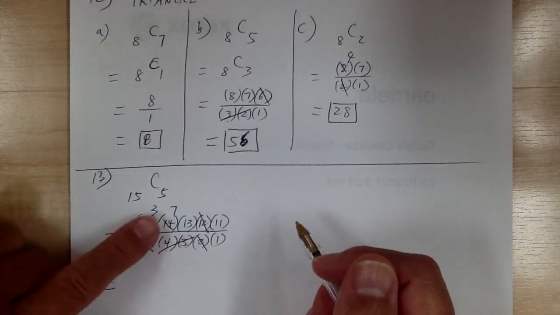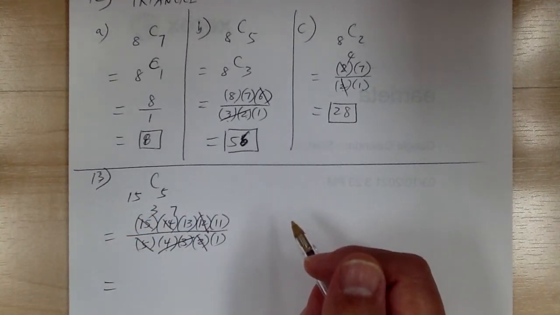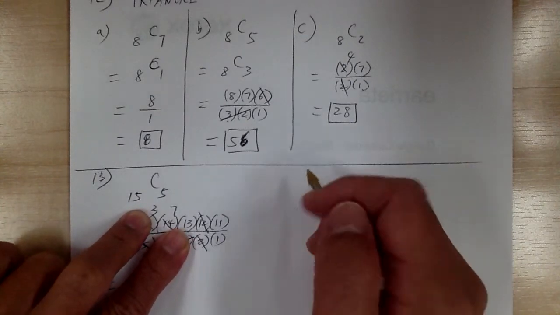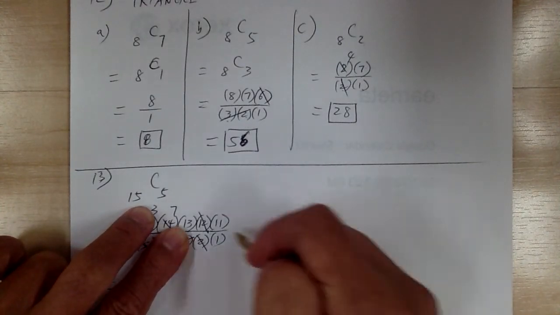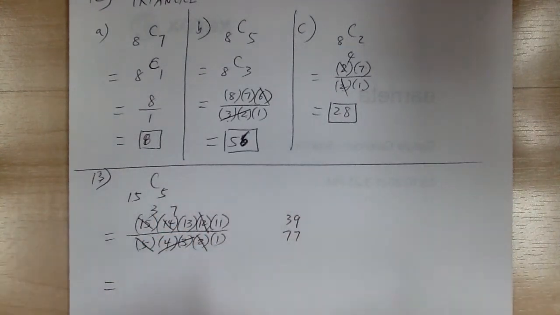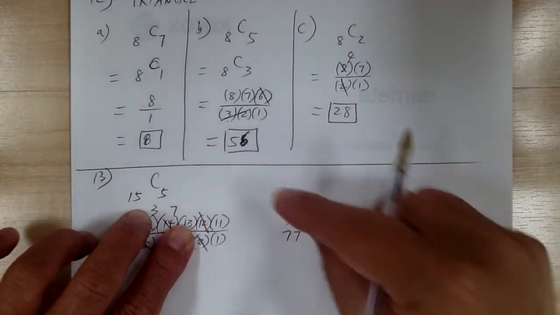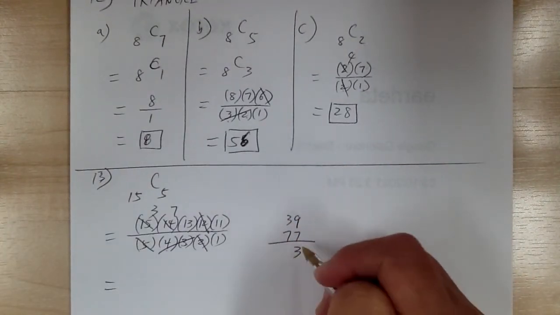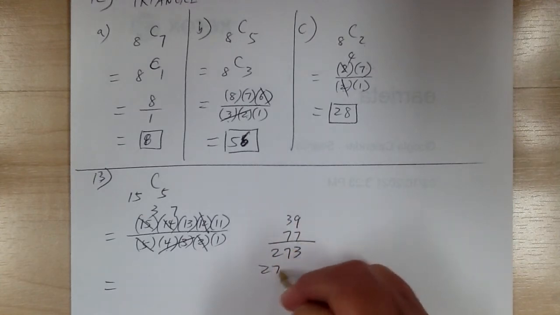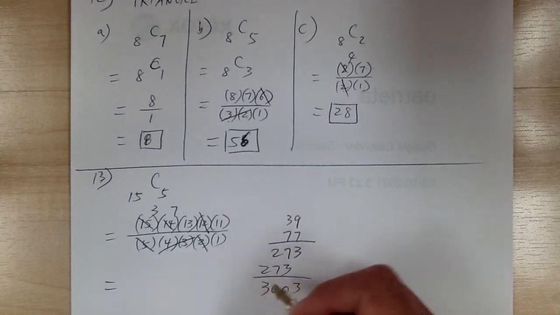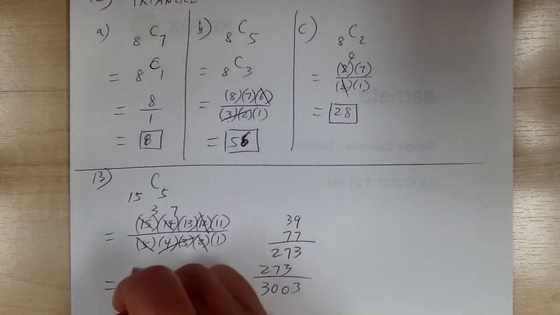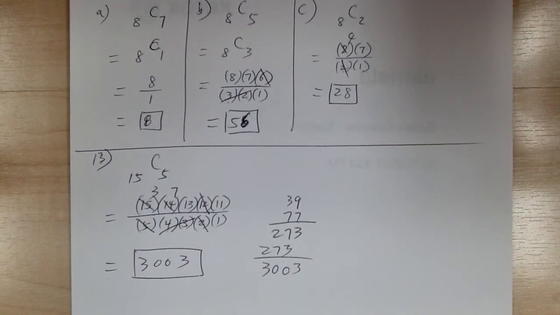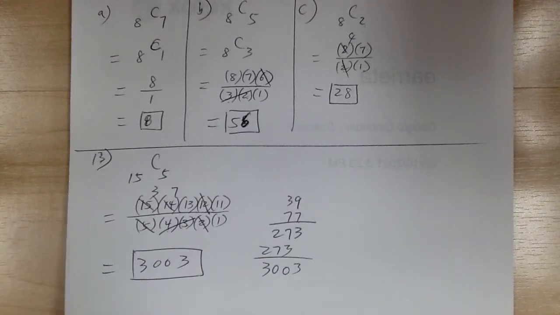So I'm going to multiply this, which is easier. This will give me 39, and this will give me 77. So you want to multiply 2 numbers together first, and from there you can multiply after that. So you get 3003. As you can see, you can do it without a calculator. You're allowed to use a calculator, but I'm doing it without, so you can see different techniques.